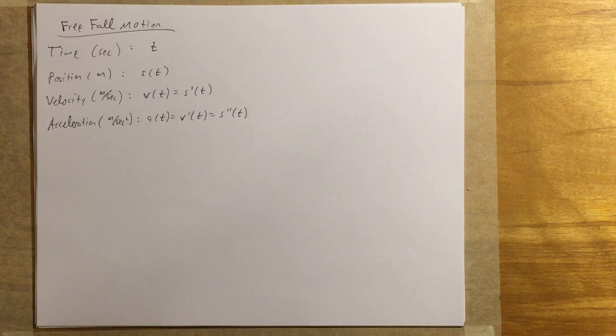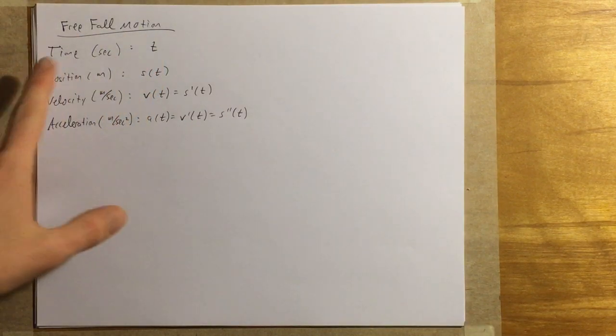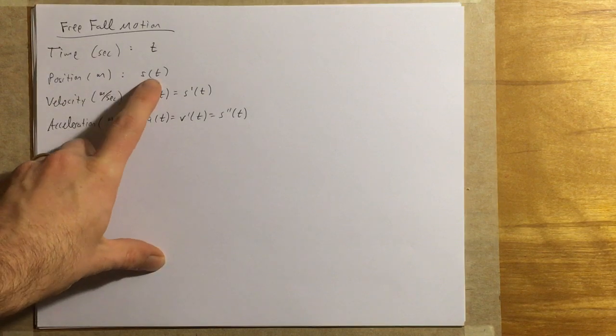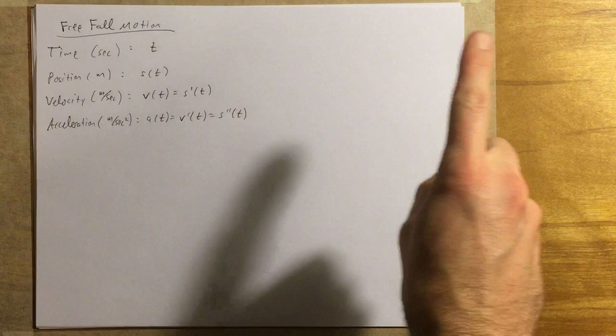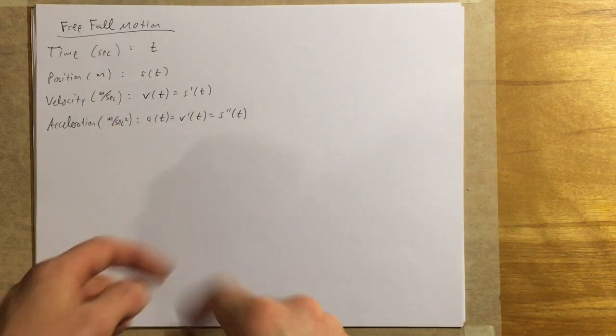Okay, so let's start talking about some applications. One application that is hopefully familiar is this idea of motion. If you have time measured in seconds, position measured in meters is a function s of t. So s of t, this is for linear motion. An object moving back and forth along a line, or maybe up and down along a line.